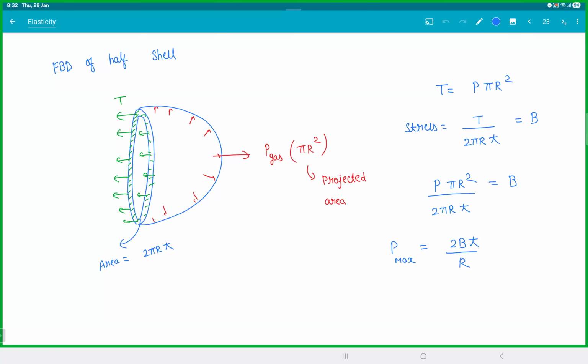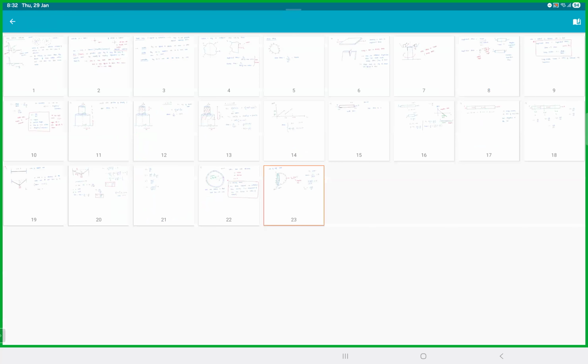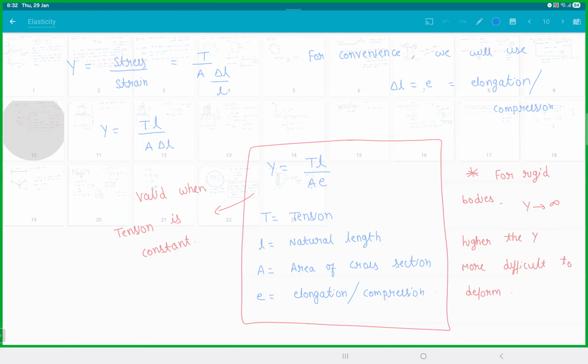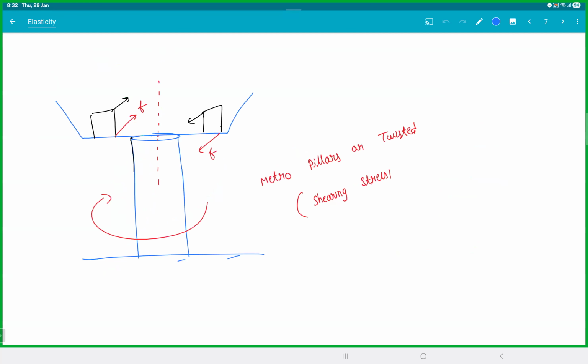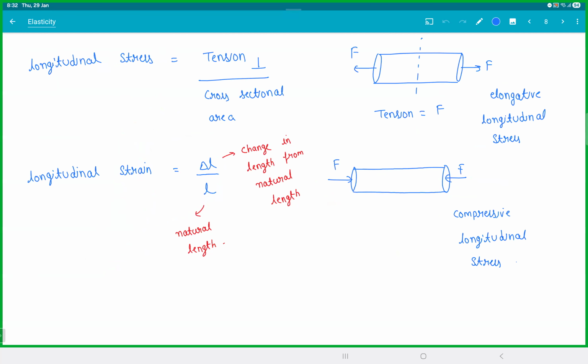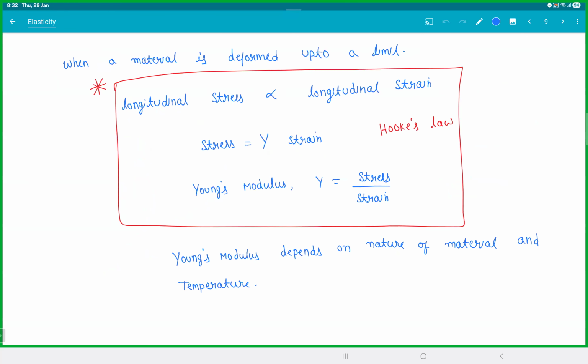The last thing that we did was the breaking stress. So what we did so far, we were just playing with this equation here. First thing we defined something called stress, which is force perpendicular to the cross-sectional area, longitudinal stress. So we are studying right now longitudinal stress and longitudinal strain. And what is longitudinal strain? Delta L by L.